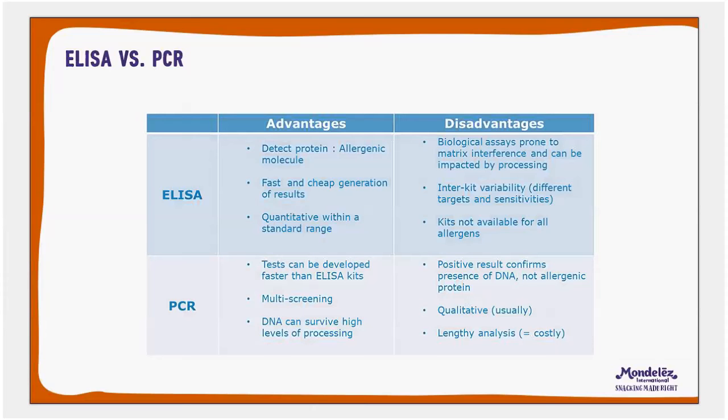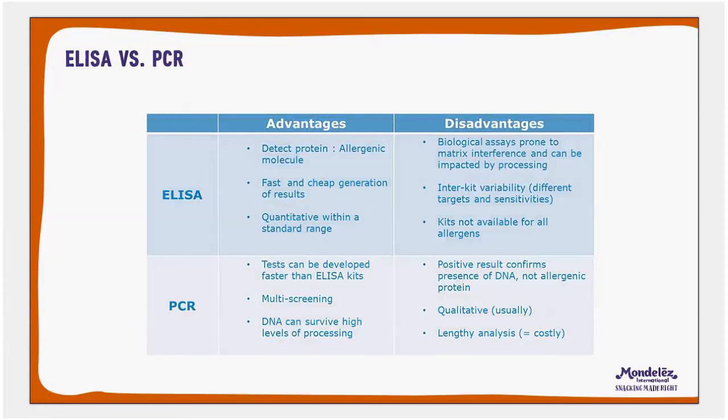However, there are some disadvantages of ELISA. They're biological assays. They're based on an antibody-antigen interaction, and they are therefore prone to matrix interference, and they can be impacted by processing. So this is something that we have to be very aware of. There are lots and lots of different commercial ELISA testing kits on the market, and unfortunately they're not all looking for the same target. They'll have different sensitivities, so it is quite hard sometimes to compare results from two different testing kits. We also don't have enough kits on the market for all the allergens that we might need to test for, so that's a clear disadvantage.